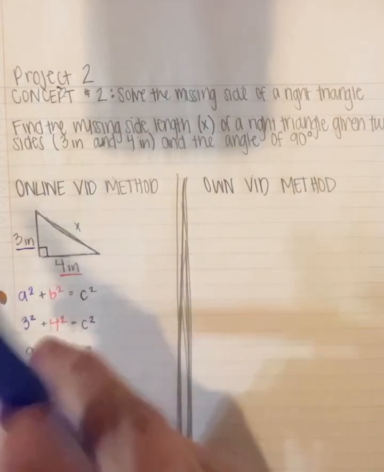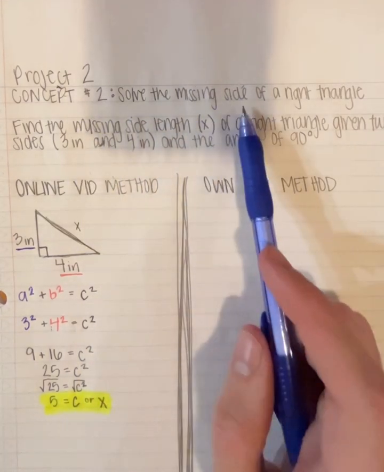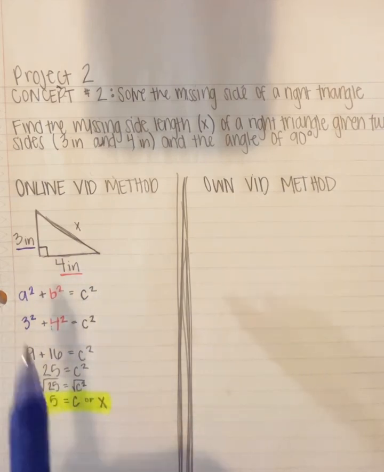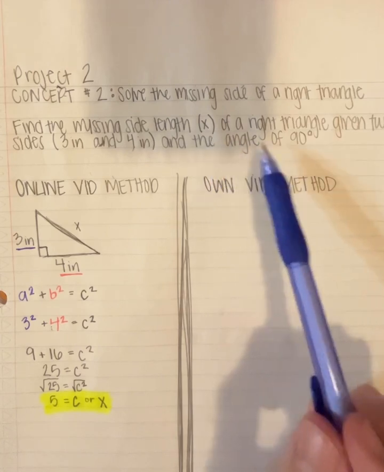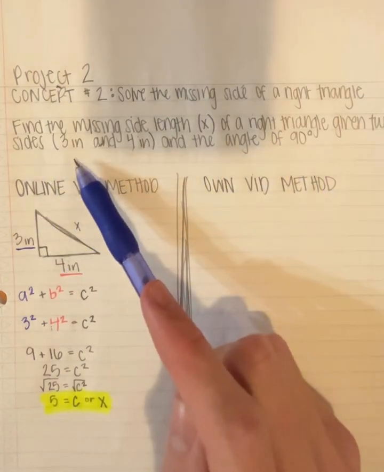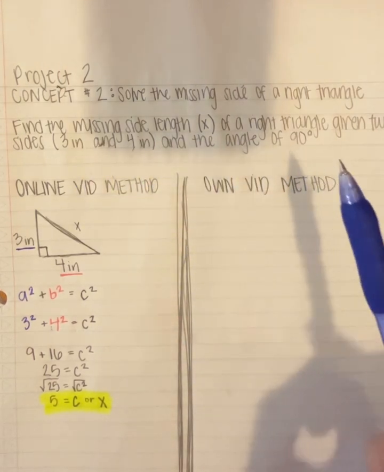For our second concept, we will be looking at solving the missing side of a right triangle. So the question we have is: find the missing side length, which we will represent as x, of a right triangle given two sides, which we see are 3 inches and 4 inches, and the angle of 90 degrees.